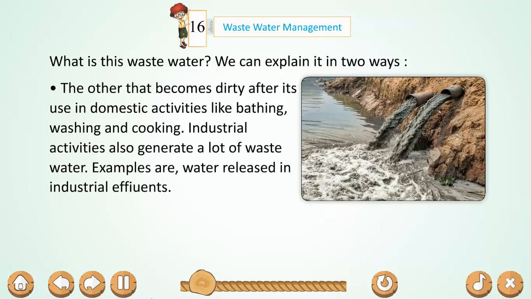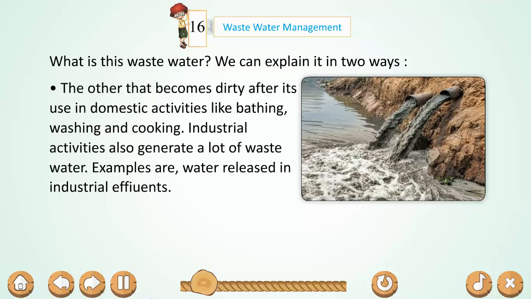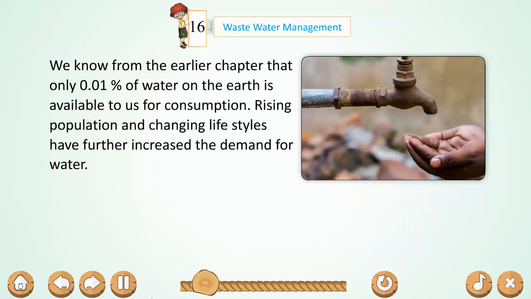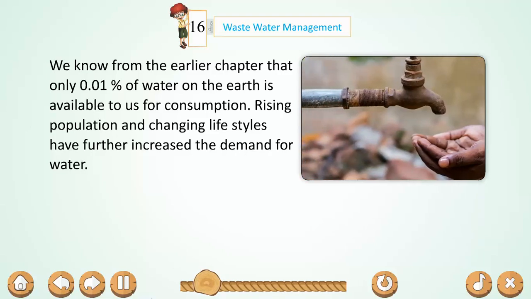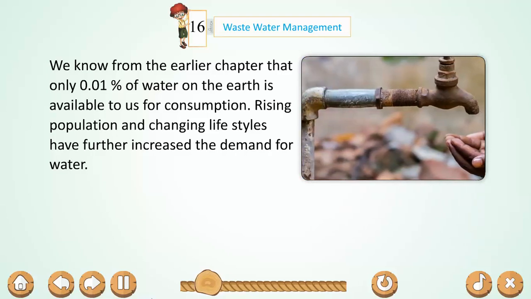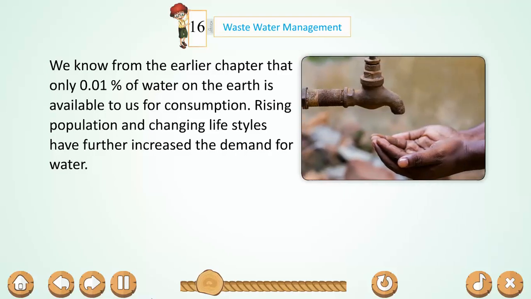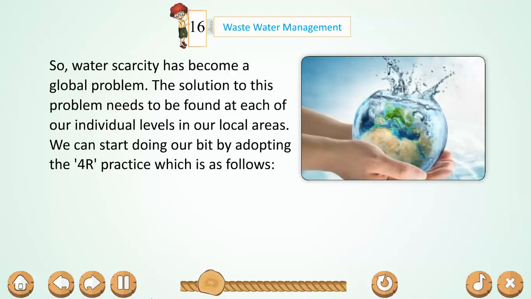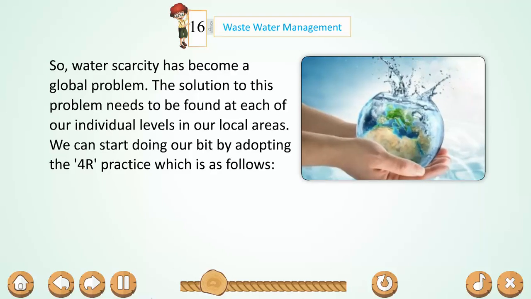Industrial activities also generate a lot of wastewater. Examples are waste released in industrial effluents. We know from the earlier chapter that only 0.01% of water on earth is available for us for consumption. Rising population and changing lifestyles have further increased the demand for water. So water scarcity has become a global problem. The solution to this problem needs to be found at each of our individual level in our local areas.